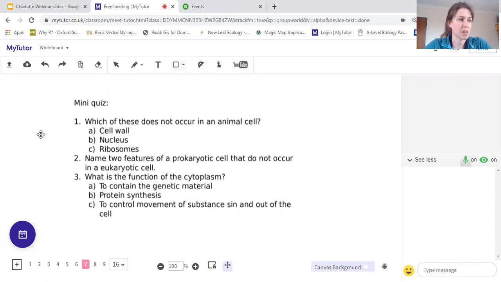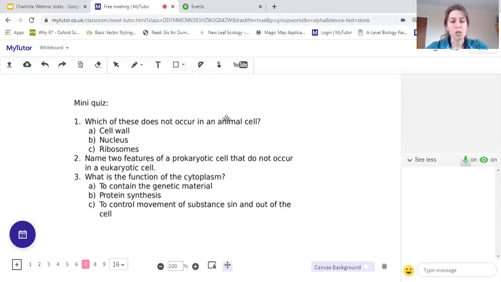Couple of answers coming in there on the chat. Good. Quite a few, a couple more people want to answer that first question. Pop your answer in the chat. Good. Lots of A's coming in there. So A is right. Cell walls are only in plant cells, so not in animal cells, whereas the nucleus and the ribosomes are found in both.